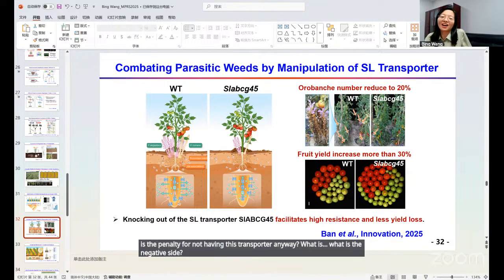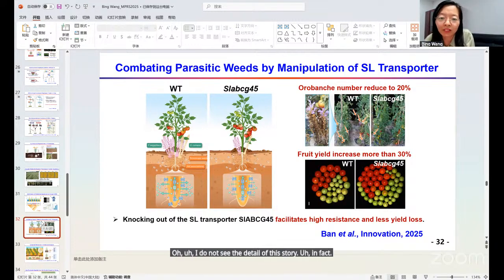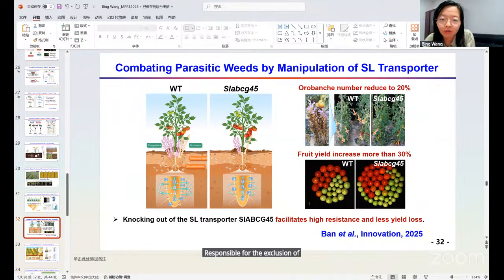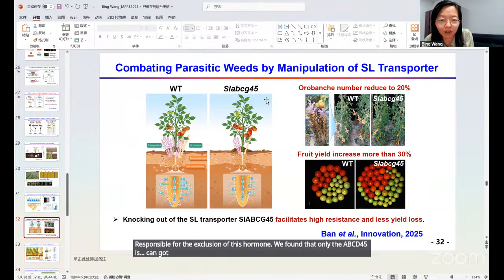Oh, I did not show the detail of this story. In fact, in tomato, there are at least two transporters responsible for the exclusion of this hormone. We found that only the ABCG45 gives the good result because it is not required for the normal development of the fruit.